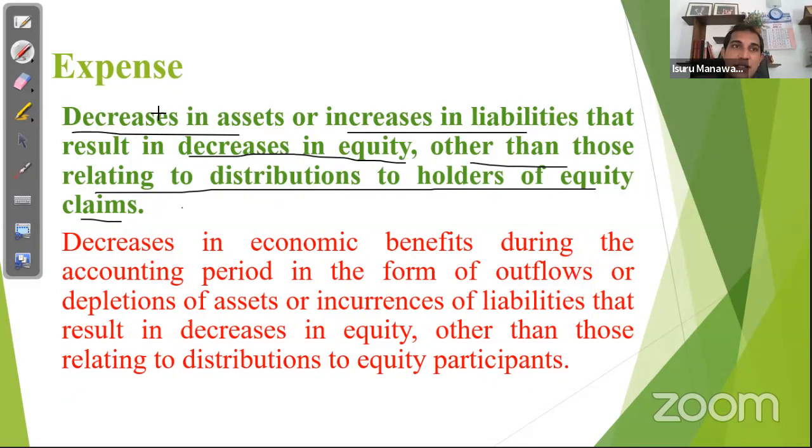For instance, decrease in asset. Let's say we paid the electricity bill. What will happen to cash? When we pay, cash will decrease, so the asset will decrease. Because of that decrease, on the other hand, equity will decrease. But that decrease should be identified as an expense. That is called electricity expense, for instance.